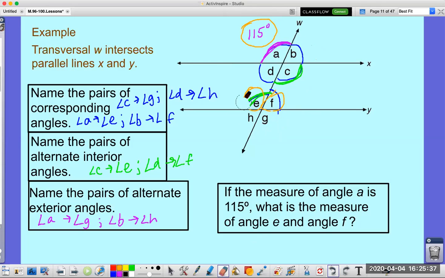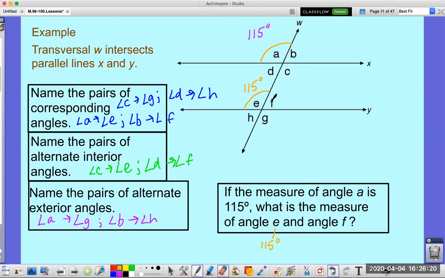Let me just get rid of all this for a second. So if you're starting with angle A here, and it's 115 degrees, we know a few things. Hey, angle A, I remember that. That's a corresponding angle to angle E. So what does that tell me? That tells me that this angle E is also 115 degrees. These are equal to each other. So now I can also find out what angle F is, because now I know angle E is 115 degrees.